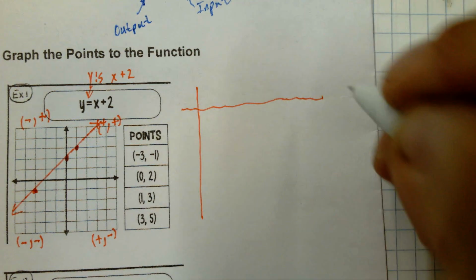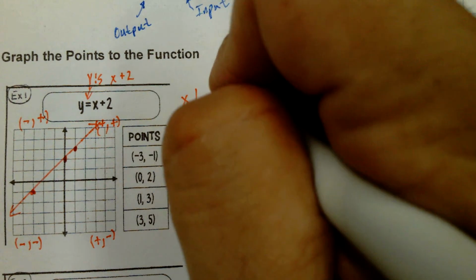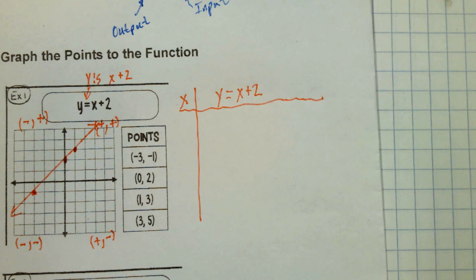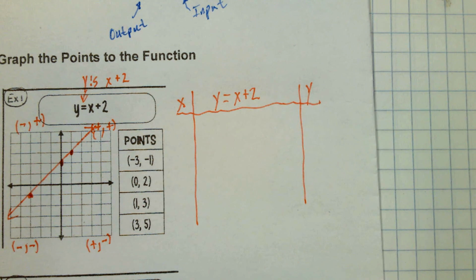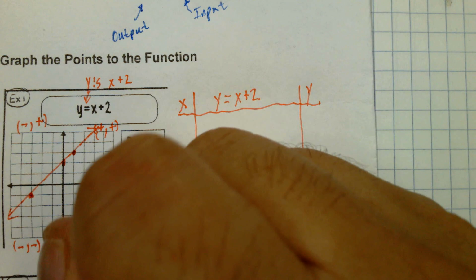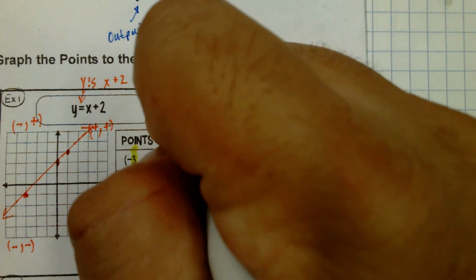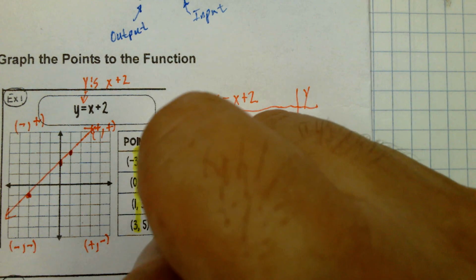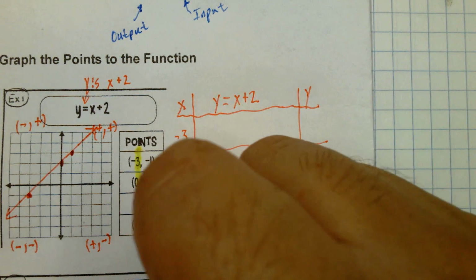So when I hear function table, this is actually what I think of. We have our input, which is x. We have our rule, y equals x plus 2. And then we have our output, which is y. Okay? They'll usually tell us what x values to use. These are my x coordinates. So I'm going to use negative 3, 0, 1, and 3. And let me just make some rows, 4 of them.